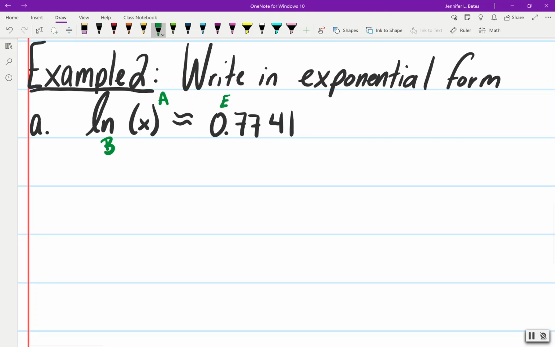So then when I change forms, I have a base. What did we just say the base was? E. Base is E, raised to an exponent, 0.7741, equal to some answer.